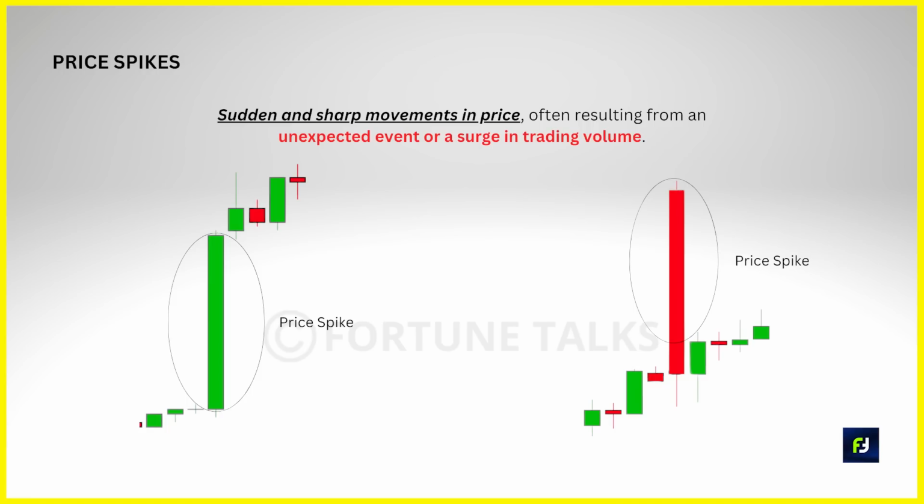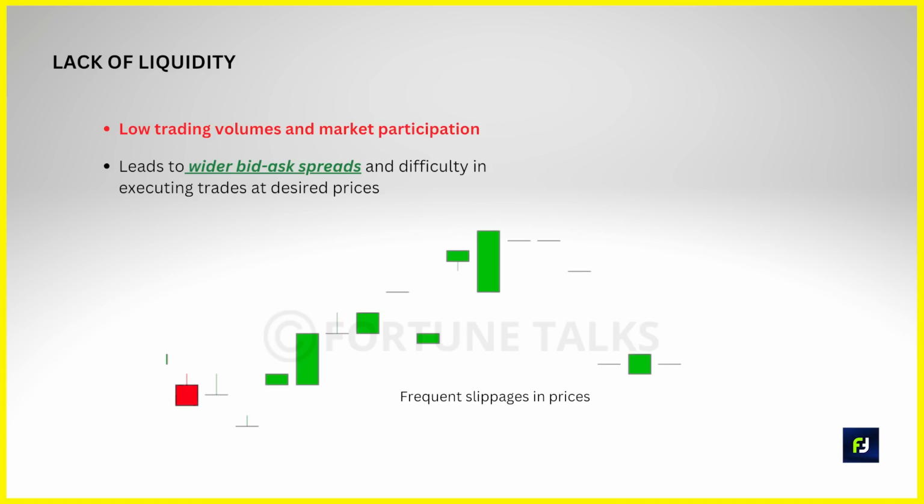Moving on, price spikes refer to sudden and sharp movements in a security's price, often resulting from an unexpected event or a large surge in trading volume. Now, these spikes can be caused by different factors such as market orders, stop loss triggers, or algorithmic trading activity. Now, in some cases, low trading volume and liquidity in a particular stock can lead to inefficiencies, as it may result in a wider bid-ask spread and difficulty in executing trades at desired prices. So traders need to be cautious when dealing with illiquid stocks, as it can be challenging to enter and exit their positions without causing significant price impacts.